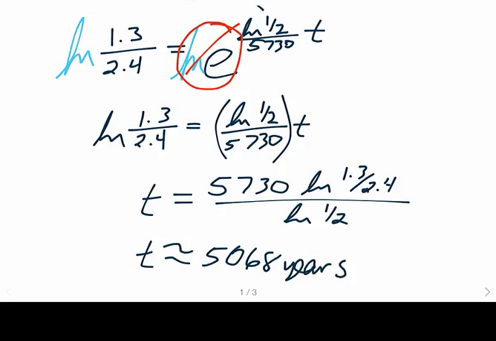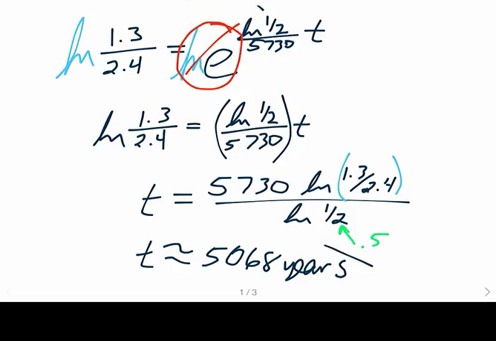When I put this into my calculator, by the way, in the numerator we had the natural log of 1.3 divided by 2.4. I had to put parentheses around that. In the denominator where I had natural log of 1/2, I actually entered that in my calculator as 0.5 because I didn't want to deal with the parentheses. So that's just something you can do.